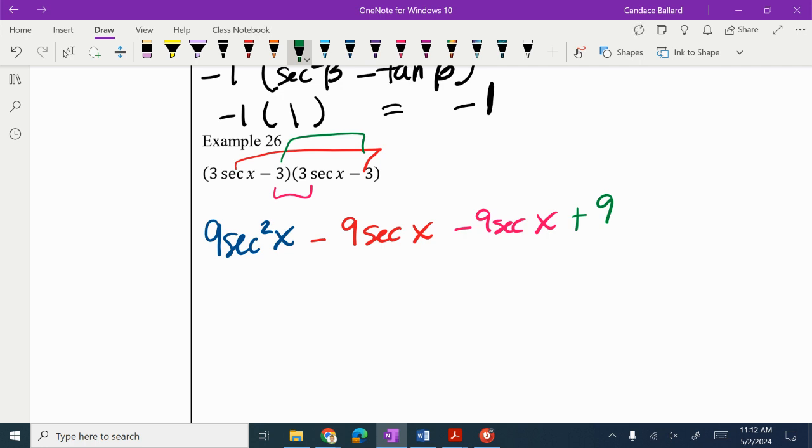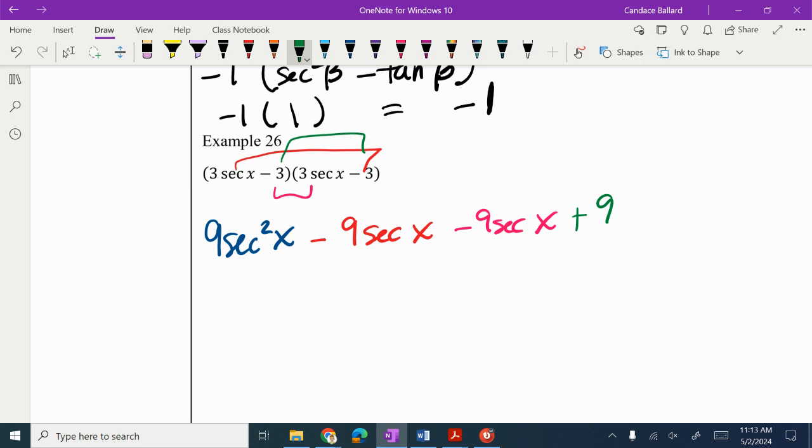Okay, let's take a look. I started it. I did my FOIL piece. So I got 9 secant squared x. And then on the outsides, I got -9 secant x. On the insides, I got -9 secant x. Not opposite signs this time, though. And then -3 times -3, I got +9. Are we all okay? Any questions on how I got that?